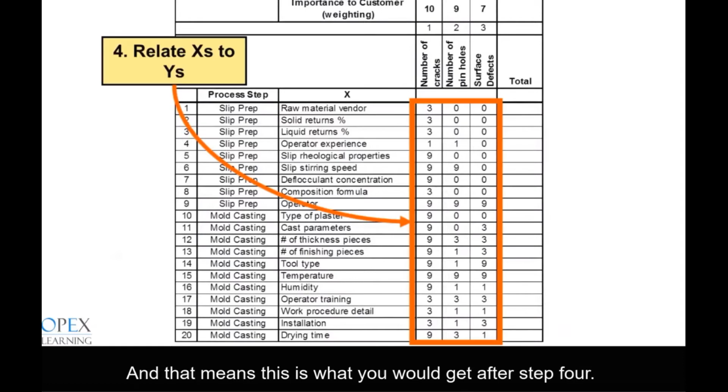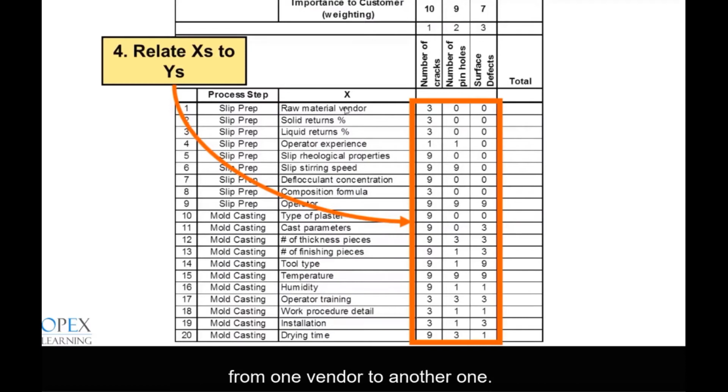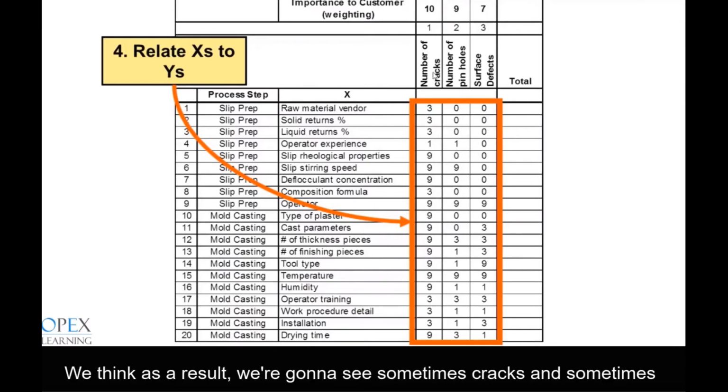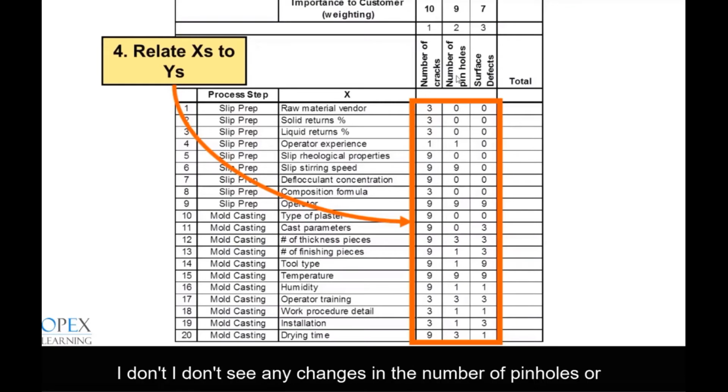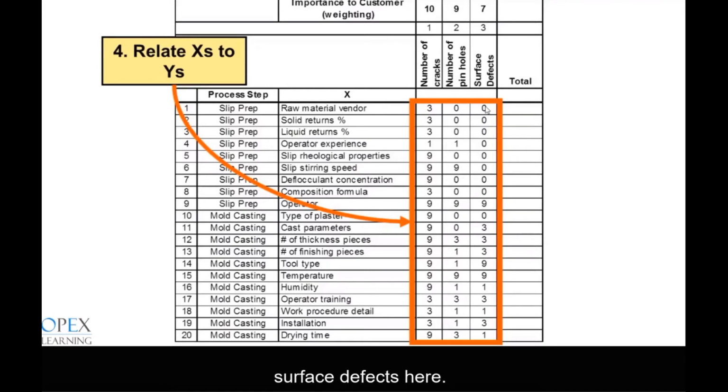And that means this is what you would get after step 4. So here now they're rated. For example, the raw material vendor, we have different vendors. If we are changing from one vendor to another one, do we think as a result we're going to see sometimes cracks and sometimes not? They say it's moderate. No, different vendors. I can vary from one vendor to another one. I don't see any changes in the number of pinholes or surface defects.